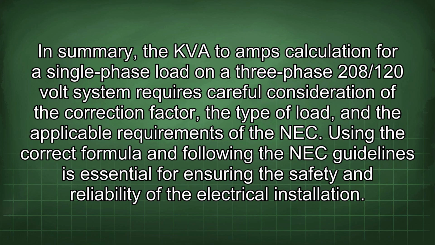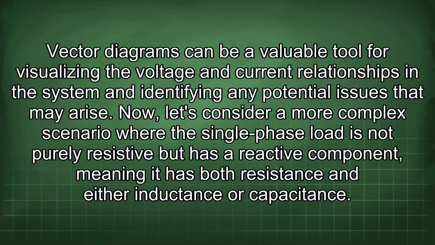In summary, the kVA to amps calculation for a single-phase load on a three-phase 208/120 volt system requires careful consideration of the correction factor, the type of load, and the applicable requirements of the NEC. Using the correct formula and following the NEC guidelines is essential for ensuring the safety and reliability of the electrical installation. Vector diagrams can be a valuable tool for visualizing the voltage and current relationships in the system and identifying any potential issues that may arise.